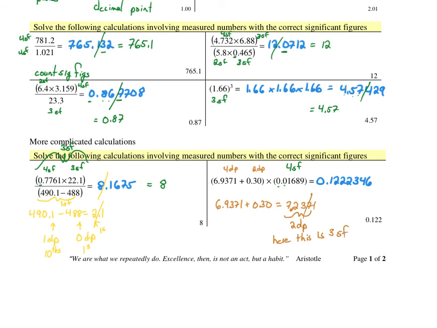So we have a number here with 4 sig figs multiplied by a number with 3 sig figs. So our answer is correctly expressed with 3 sig figs. So the 0 doesn't count. We count 1, 2, 3. This first number to be dropped is less than 5, so we just drop all of those numbers, and our final answer is 0.122.